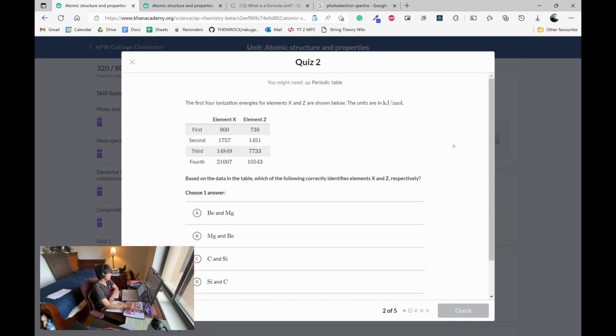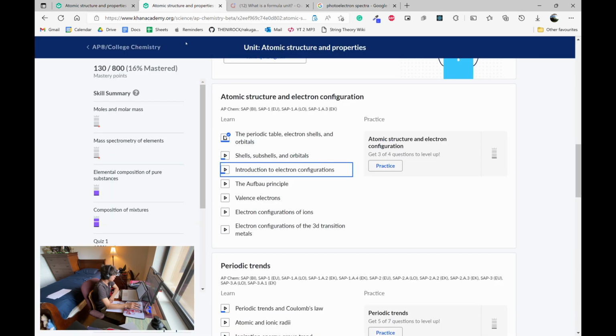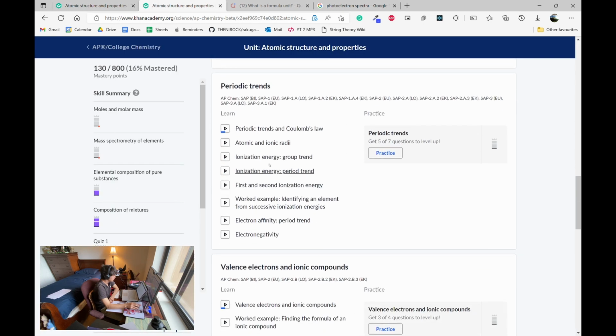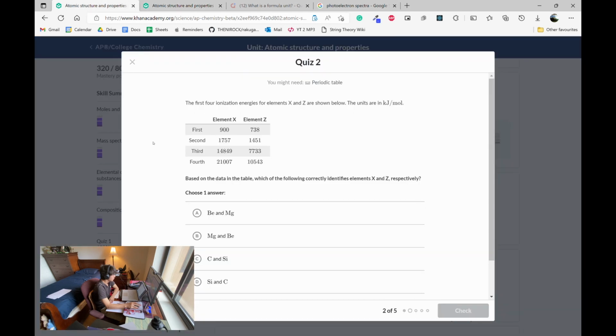Next. First four ionization energies for elements X and Z are shown below. Kilojoules per mole. Okay, ionization energy. Kilojoules per mole. 900 kilojoules per mole to ionize? Okay.